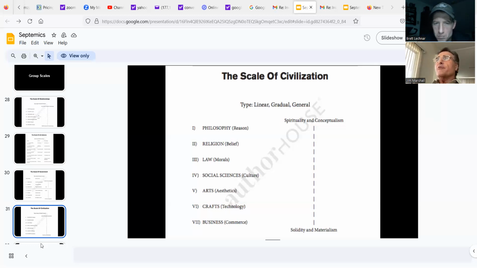So if you study primitives, let's say Native Americans prior to the 19th century, did they have a civilization? Not really. They were primitives. I'm not saying they had no religion. I'm not saying they had no law, but they did not have this sequence of events that culminated in a civilization.